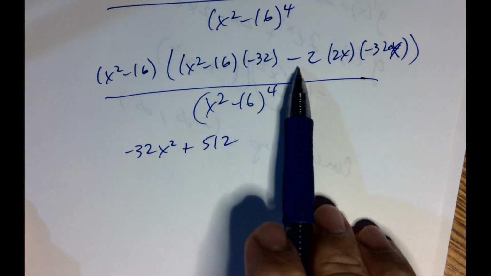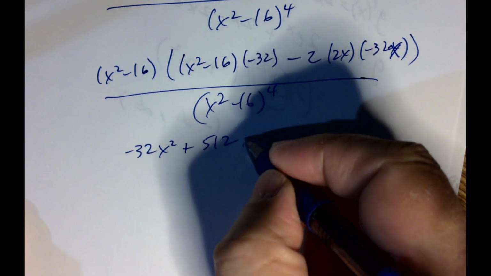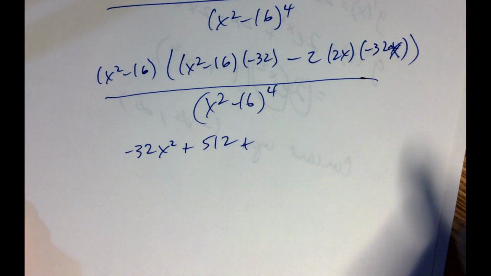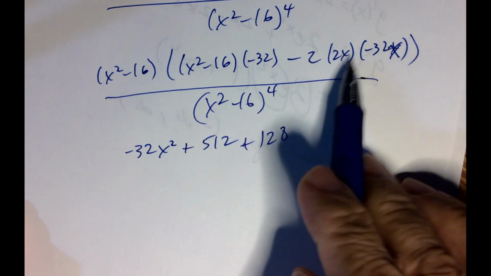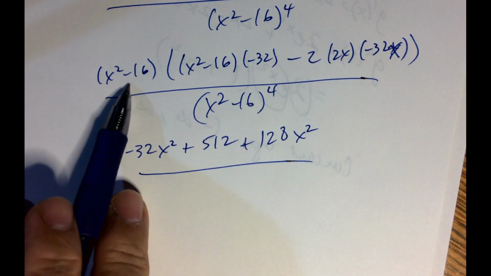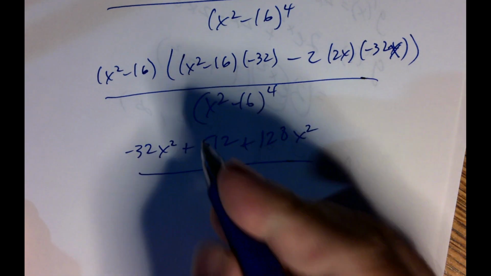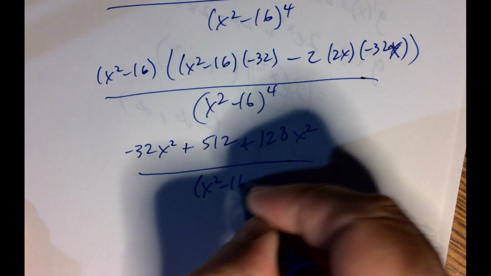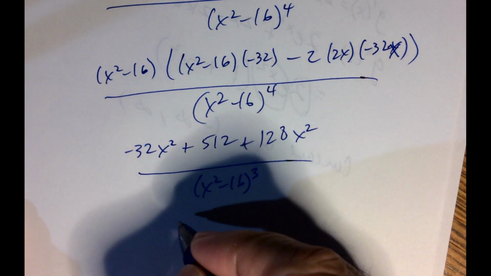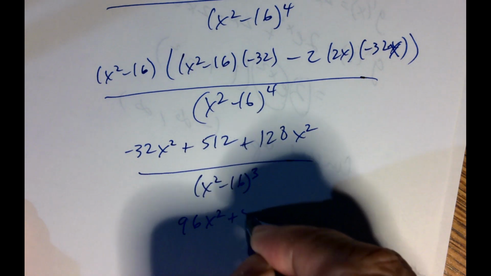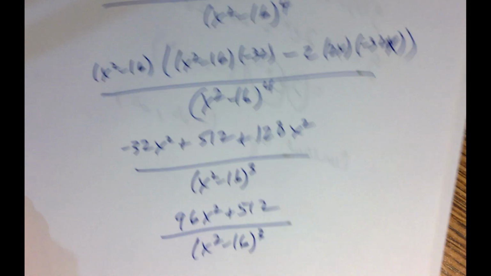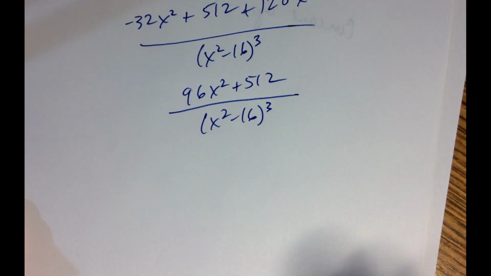Then here, minus, that makes it a plus. 2 times 2 is 4. 4 times 32, 64, 128. 128. X times x is x squared over... Remember, I reduced the x squared minus 16 with x squared minus 16 to the fourth in the denominator. So that becomes x squared minus 16 to the third. All right. Let's clean that up. So that's going to be 96x squared plus 512 over x squared minus 16 to the third. There we go. So that's my second derivative.